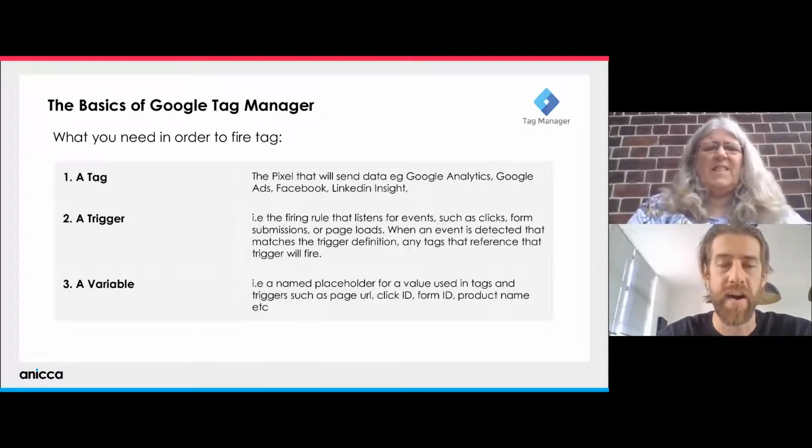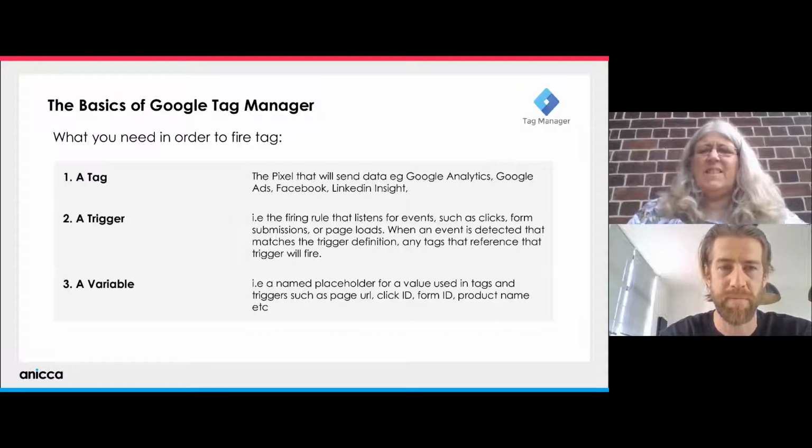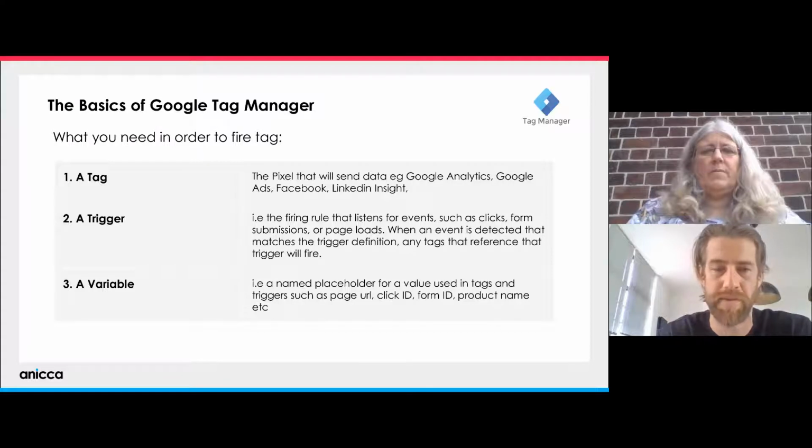You'll then need a firing rule to be set up. And again, this is all done within Google Tag Manager. So we'll need a trigger, which is a firing rule. So we need to tell the tag when to fire. And this could be based on a click, a form submission, a page load, or any specific event of your choosing.